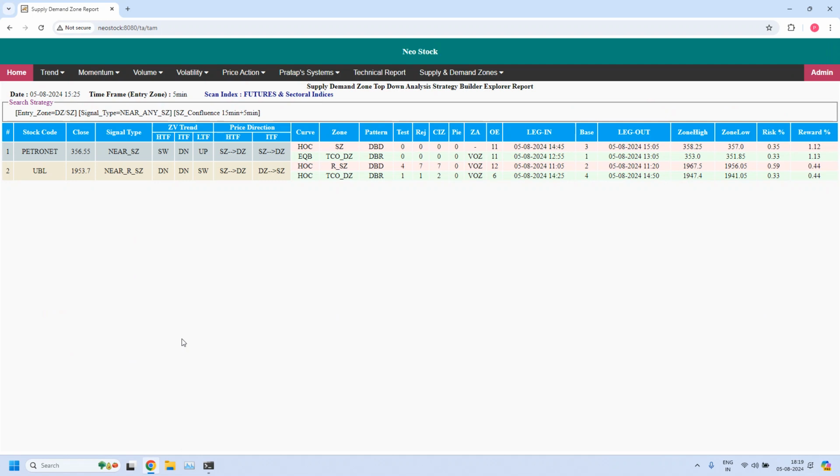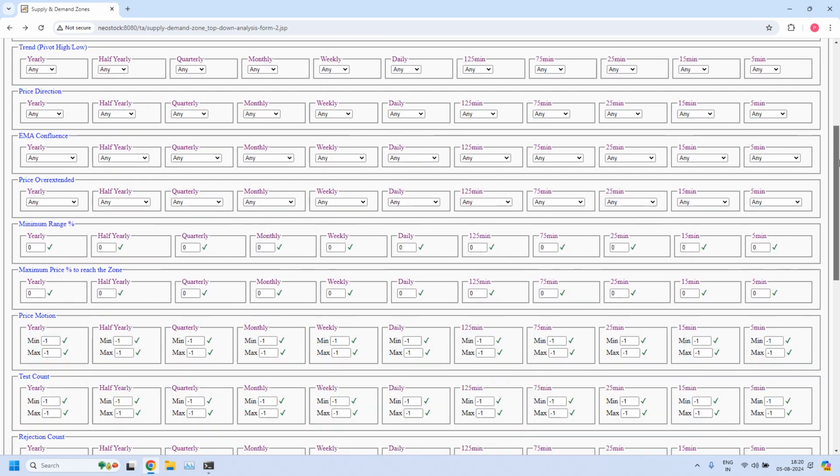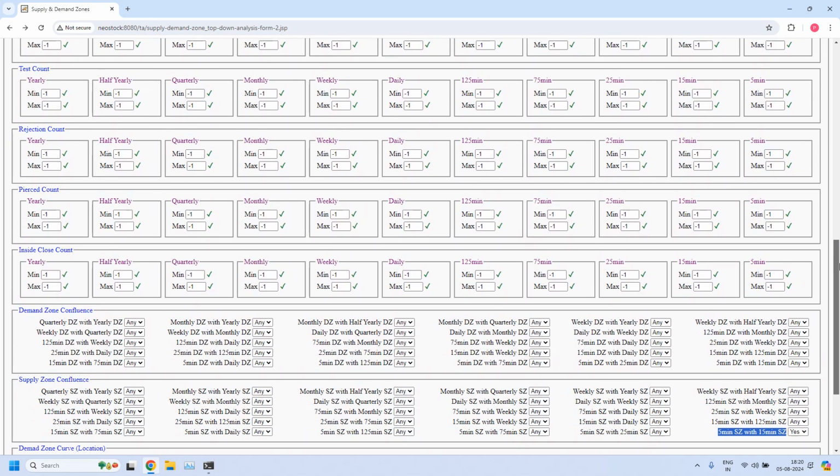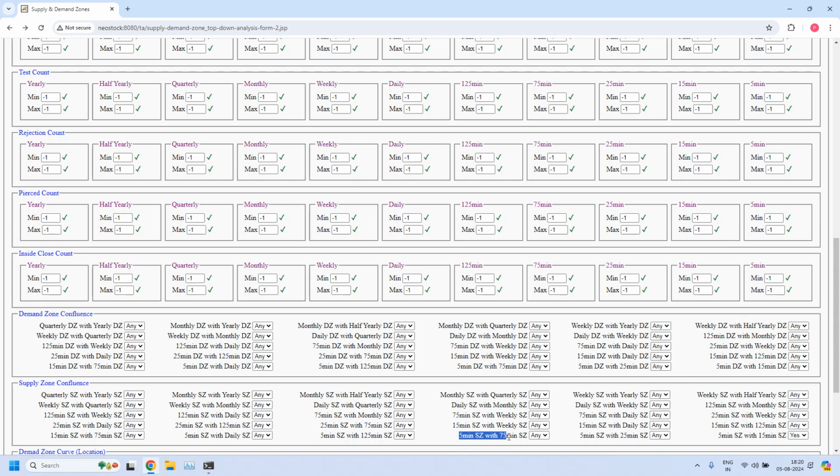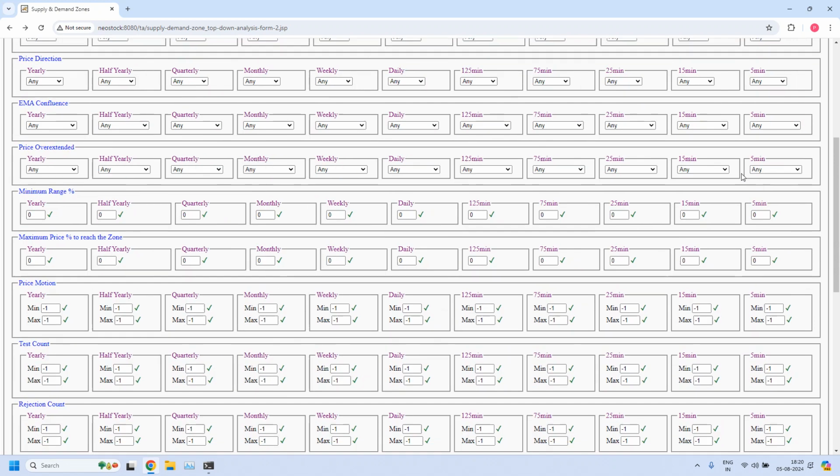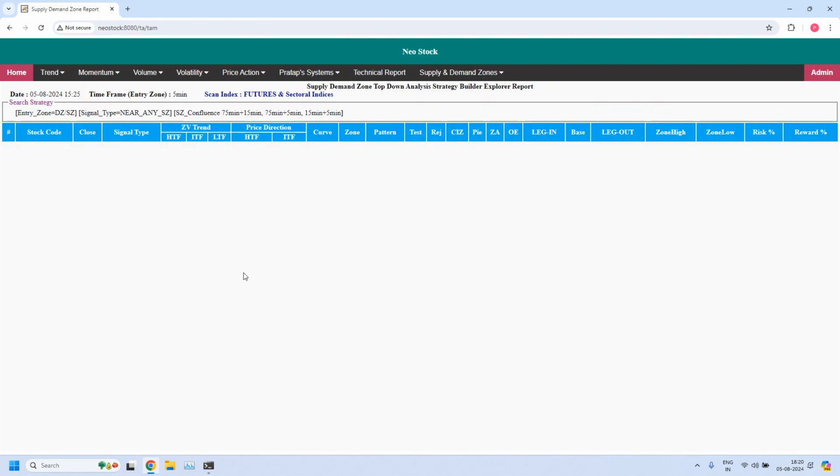So we have 5 minutes and 15 minutes time frame confluence. And let us check whether HTF confluence is also there out of these 2. So 5 minutes with 15 minutes is yes, and 5 minutes with 75 minutes we are enabling, and ITF and HTF, that is 15 minutes with 75, we are also enabling. With all the 3, none of the stocks. So only ITF confluence we found, 2 stocks for the supply zones.